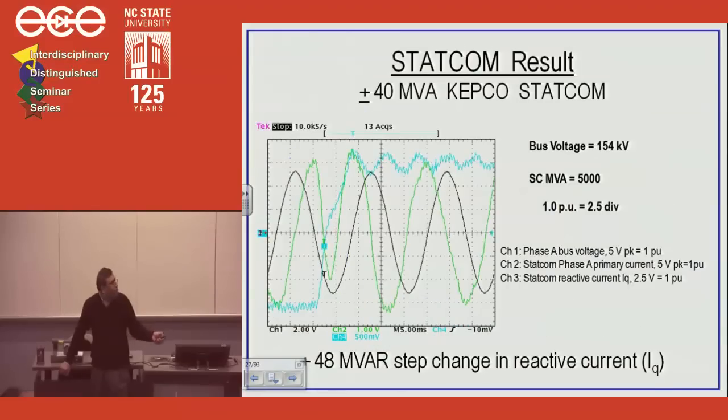And I'm showing you here the regulation at the bus voltage, which is 154 kV at that point. And you see this is the reactive current, as we call it. And this is the bus voltage, or the voltage at the point of connection, the black line. And the green one is the actual current out of this converter.